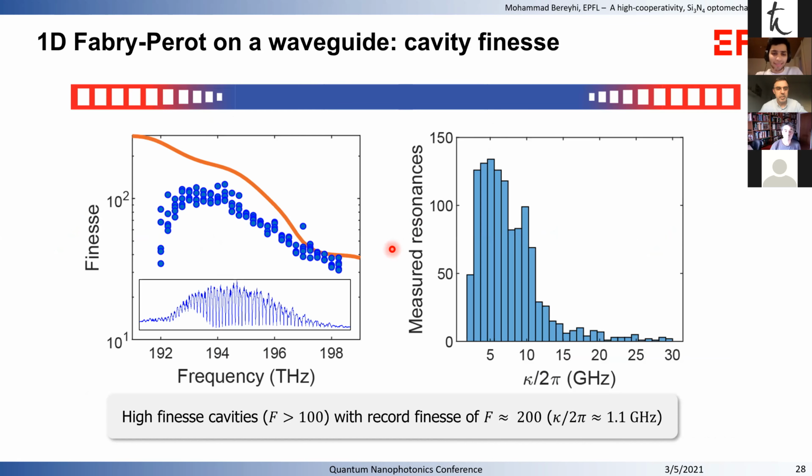And these cavities, despite being very thin, our designs are 250 nanometer thin silicon nitride cavities, and the mode is very evanescent. The effective refractive index of the waveguide is about 1.2. We can achieve finesses above 100 quite reproducibly in our fabrication, and the highest finesse that we have achieved is about 200, which corresponds to 1.1 gigahertz total line width of the cavity.